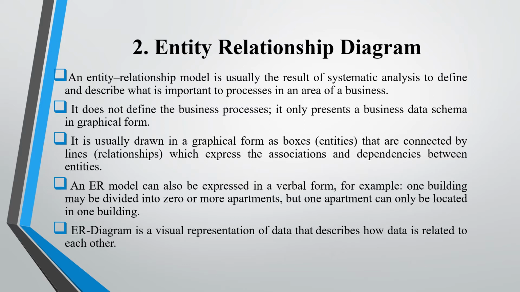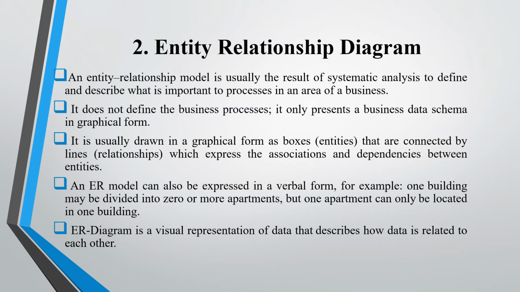So coming to the entity relationship diagram, it is usually the result of analysis to define and describe what is important to process. It does not define the business process, but it only presents a business data schema. It is usually drawn in a graphical form with entities and relationships. They express the associations and dependencies between the entities. And an ER model can also be expressed in a verbal form.